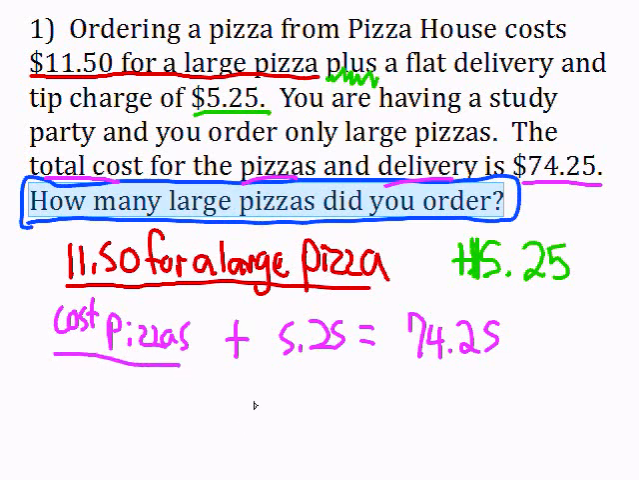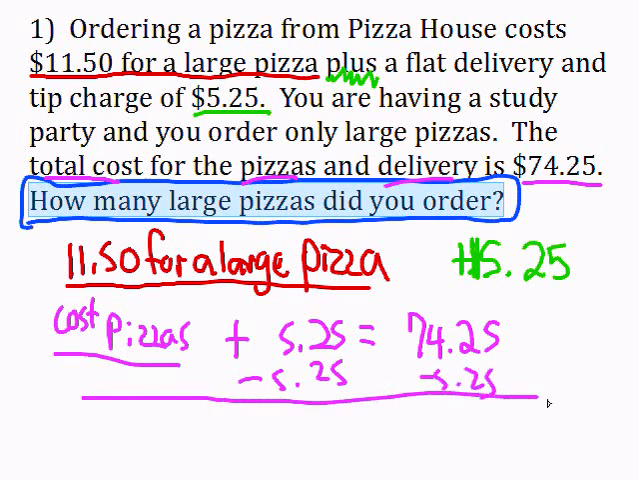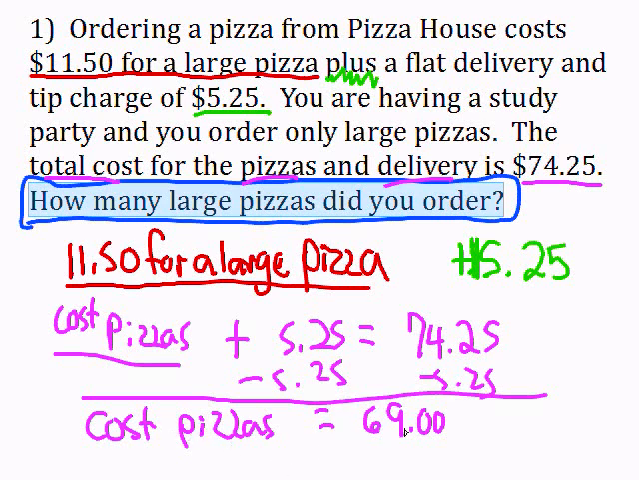So first thing I would do is find the cost of the pizzas. To do that, I would take $5.25 away from the total, and that would give me the cost of the pizzas by itself. So minus $5.25, minus $5.25. Alright, so I know that the cost of the pizzas is going to be equal to $69.